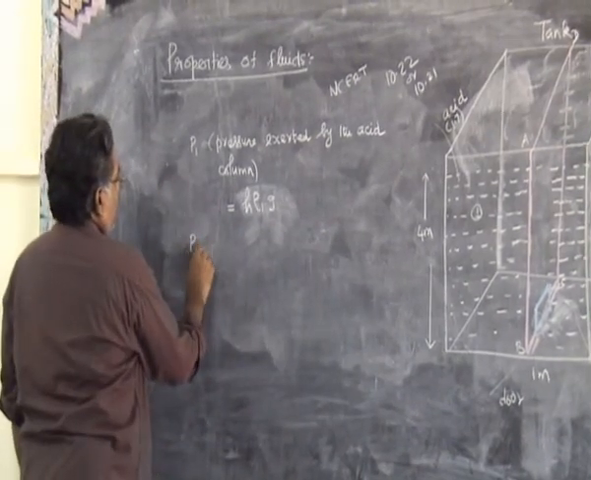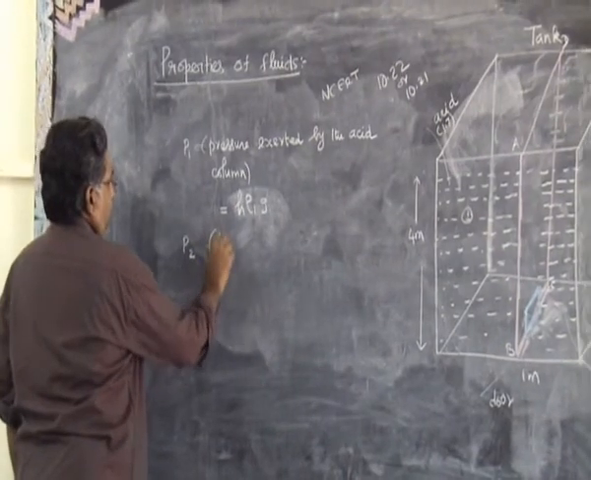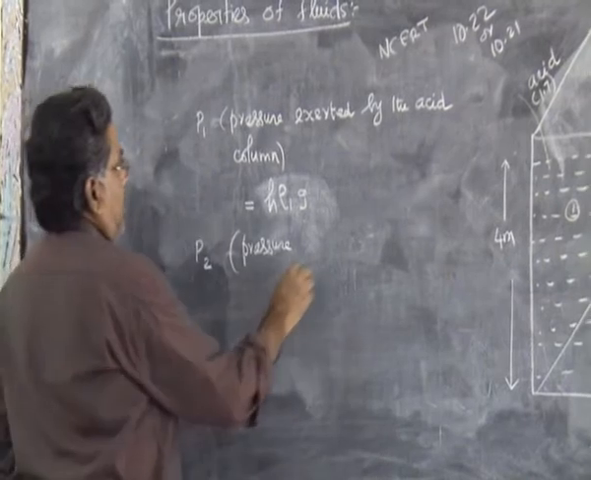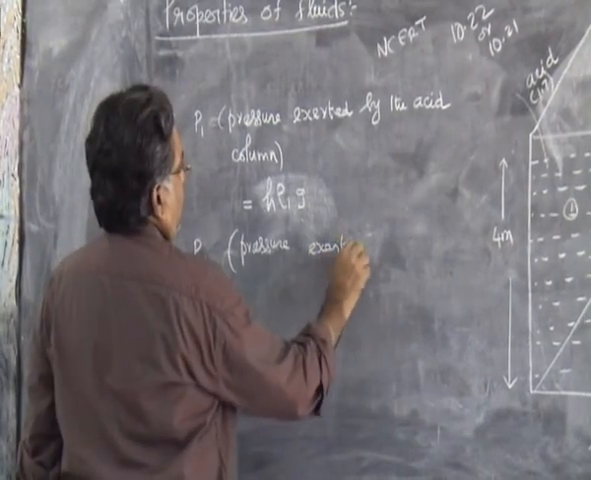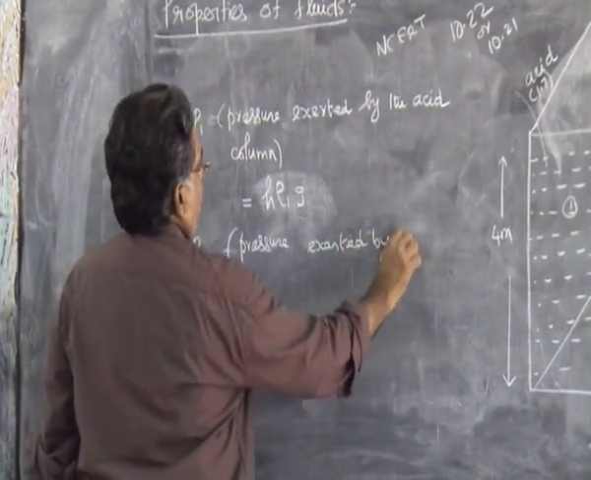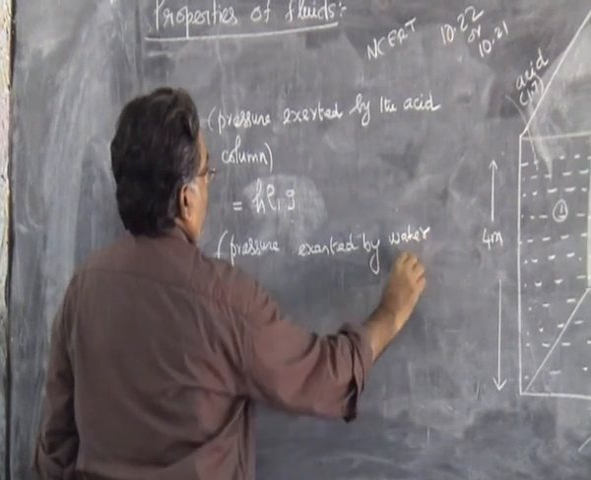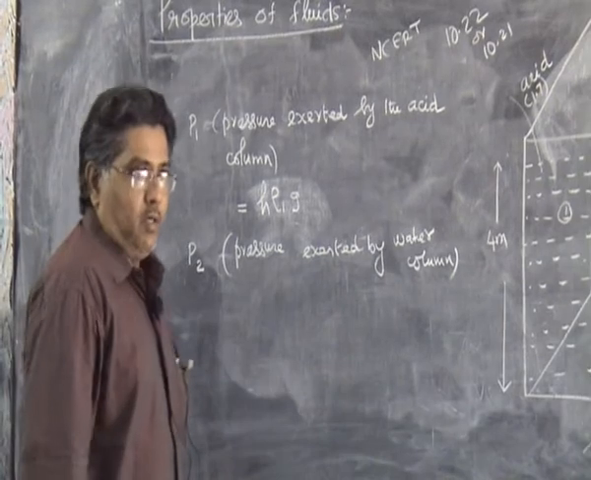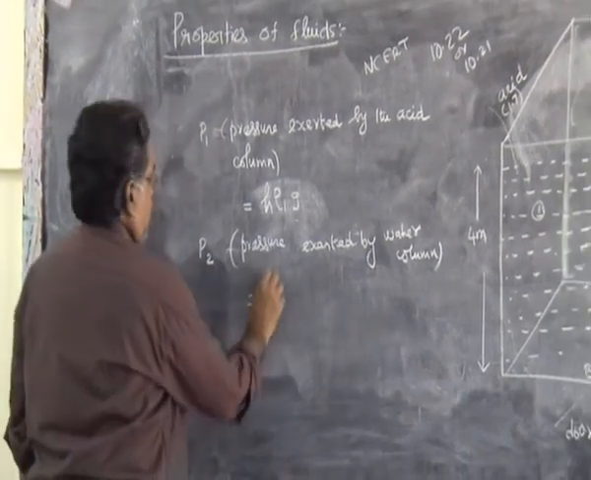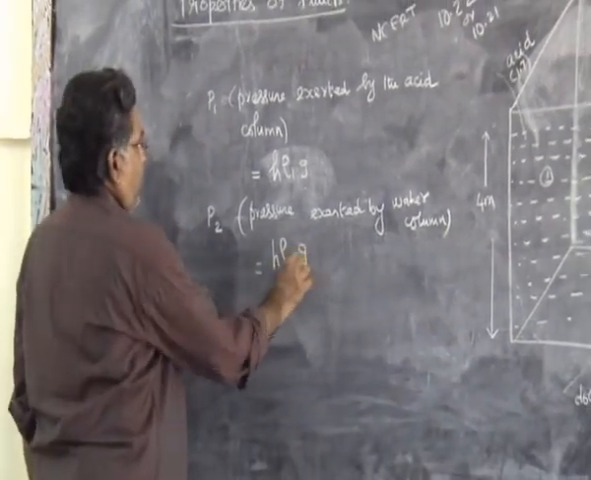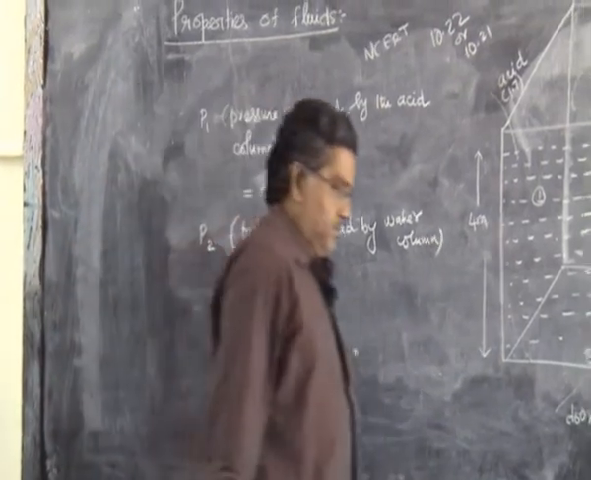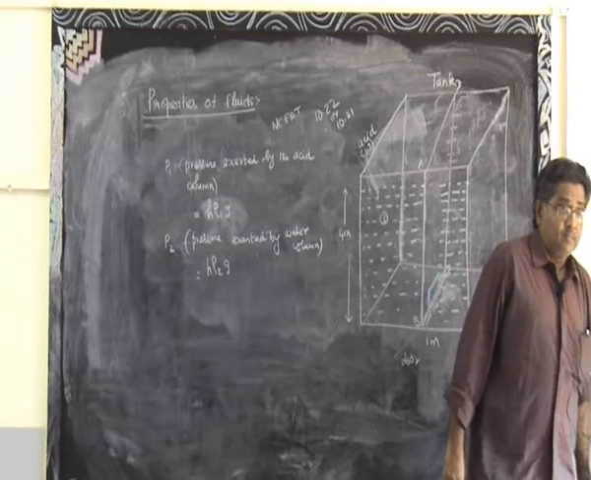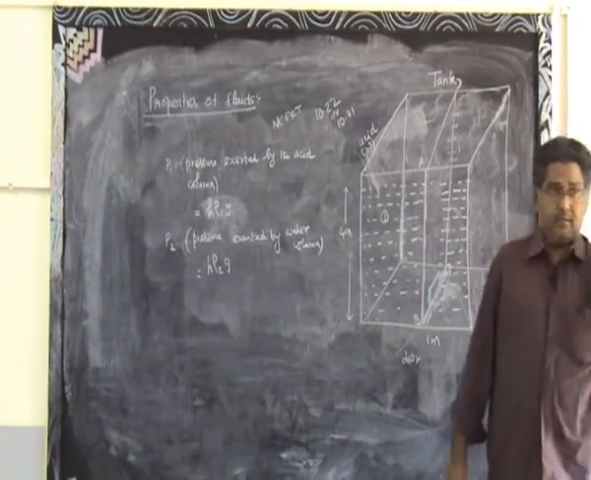Similarly P2, what is it? Pressure exerted by the water column. Again I write this as H rho 2 G. What's the value of rho 1?